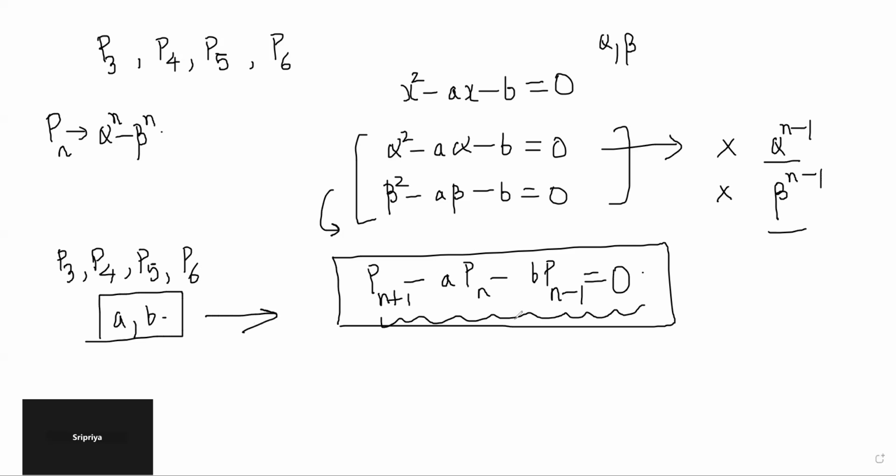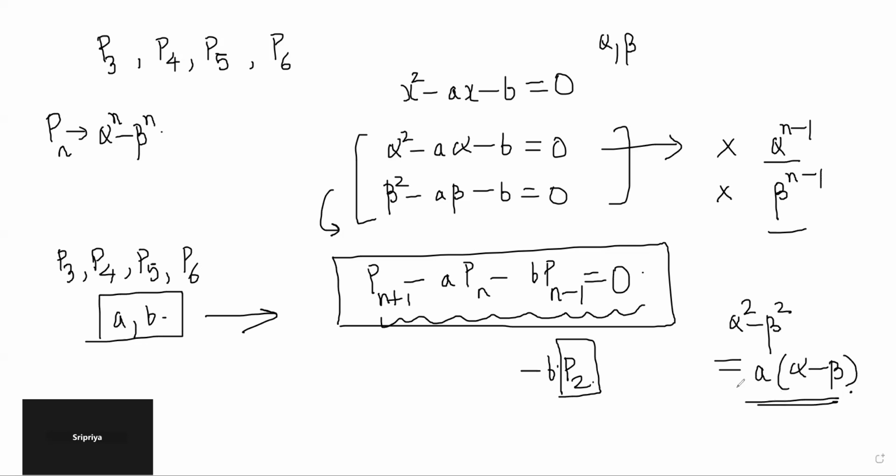From here, if you find A and B, then you start with the lowest possible one. When you put n is equal to 3, you are getting a minus b P2. And P2 was alpha square minus beta square, which is A times alpha minus beta. So you will find alpha minus beta. You already know alpha plus beta is equal to A, and you will get alpha and beta both. That is one way to do it.